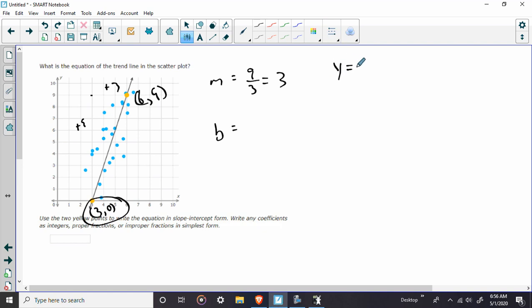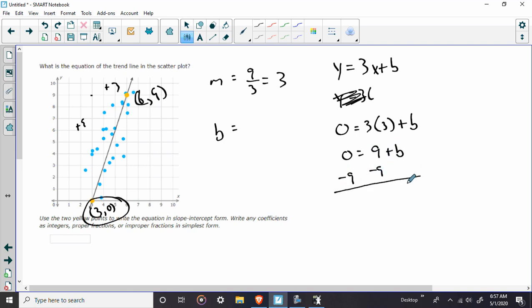So right now we know y is equal to 3x plus b. But I do know this one point. So 0 is equal to 3 times 3 plus b. In other words, plug in 3 for x and 0 for y. 3 times 3 is 9. And to isolate b, I'm just going to subtract 9 from both sides. So b is -9. So what's the equation of this line? y is equal to 3x minus 9.